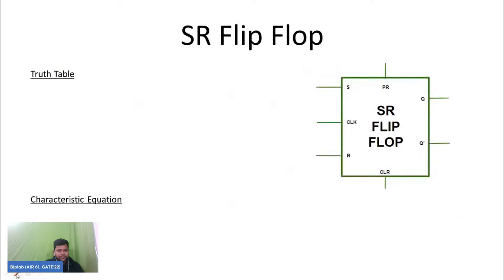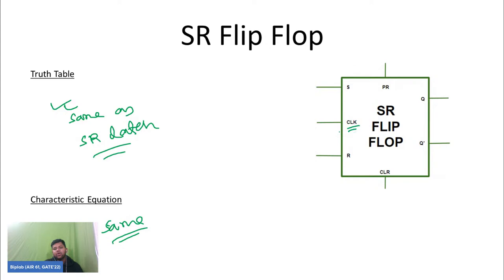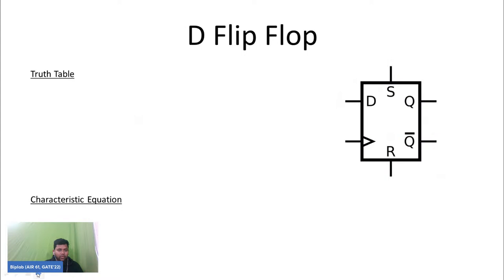Again, we will not draw the truth table, because it is going to be the same. This is the same as the SR latch. What will change is just the JK flip-flop, so we will go into that. The characteristic equation is also the same as the latch, but what is different here is the clock, which will help you change the output in a controlled manner. It is not that when the clock is one you are continuously changing the output. Only when the clock changes its value will the output change. The D flip-flop also has the same values and the same characteristic equation.